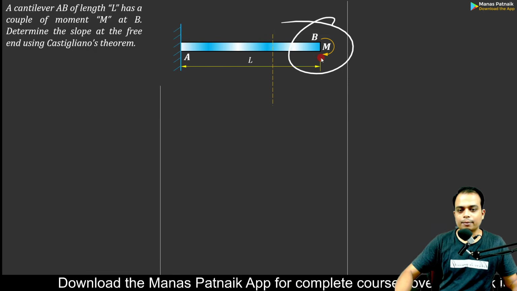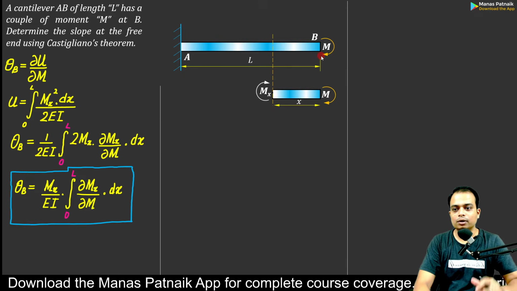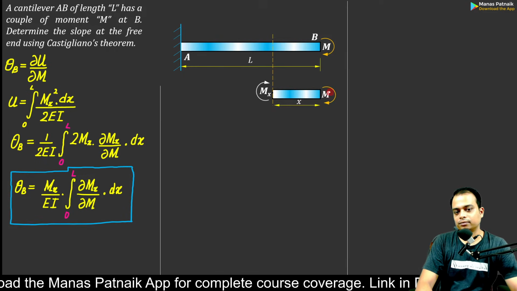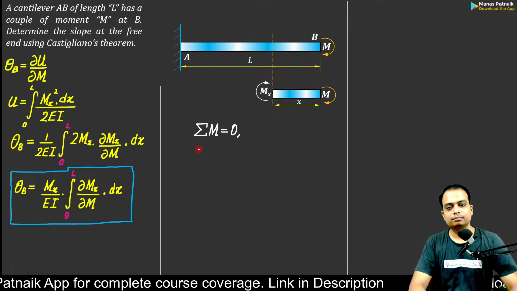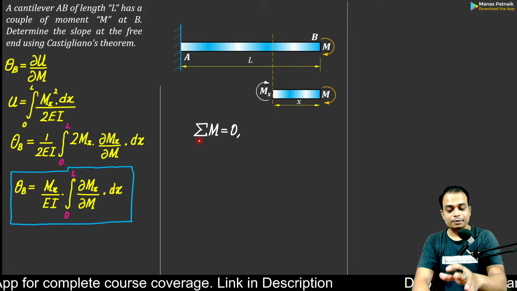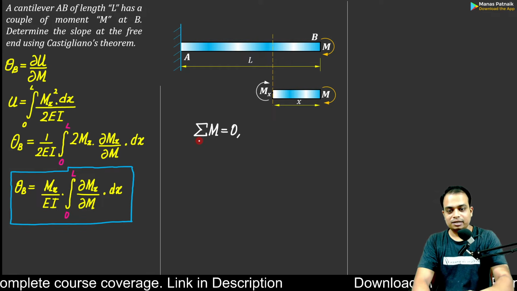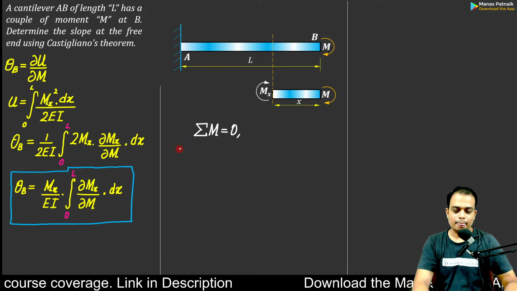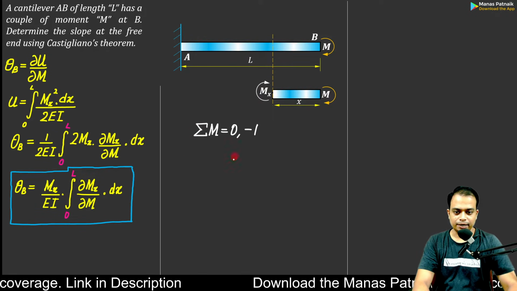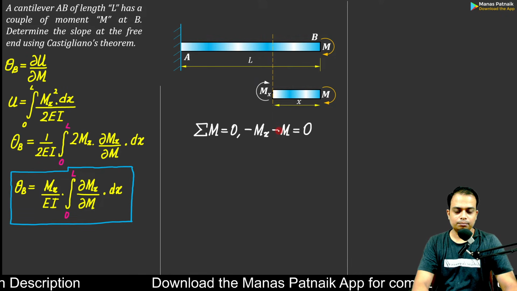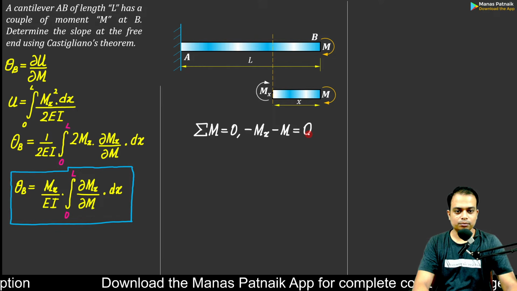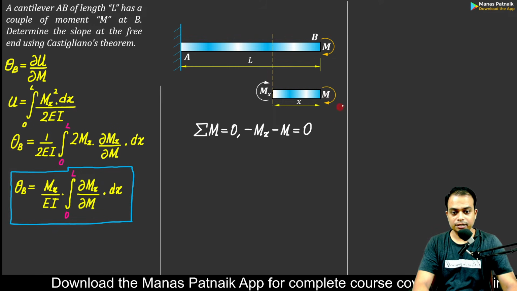So there is already a couple acting. No need for a dummy load. There is already a couple acting. You just start with the moment equation. There is an issue with this case. I'll discuss it. Watch. Clockwise. Minus Mx and M, this is also clockwise. So minus M is equal to 0. So far so good, right? There is a clockwise moment.